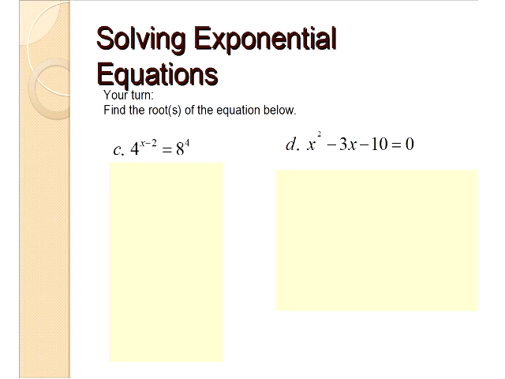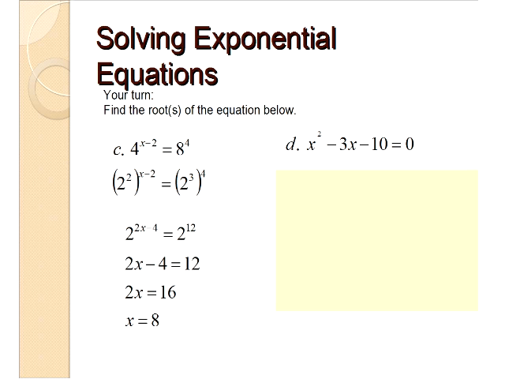Question C, 4 to the x minus 2 equals 8 to the 4. I don't know what 8 to the 4 is. I don't really care about that. I know that I can get common bases of 2 here. And in each case I have a power of a power, so I keep the base and multiply those exponents. Now I have 2 equivalent powers. They have the same base, so their exponents have to be equal. Now I'm just adding 4 to both sides and then dividing both sides by 2.